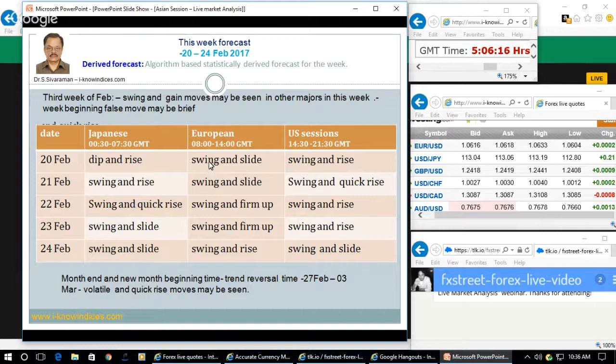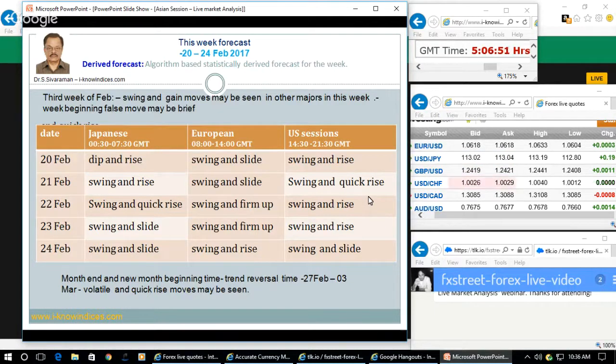Then again, they are expected to make a swing and slide. When they are making a small rise around 8 to 8:30 GMT, we can take a sell and book profit during the slide between 12:30 to 14 GMT. Then again, for 14:30, they are expected to make a lower level swing and then rise up to 21:30 GMT. Then we can take a buy during the dip and then book profit during the rise. This way, we will be able to plan session-wise trades.